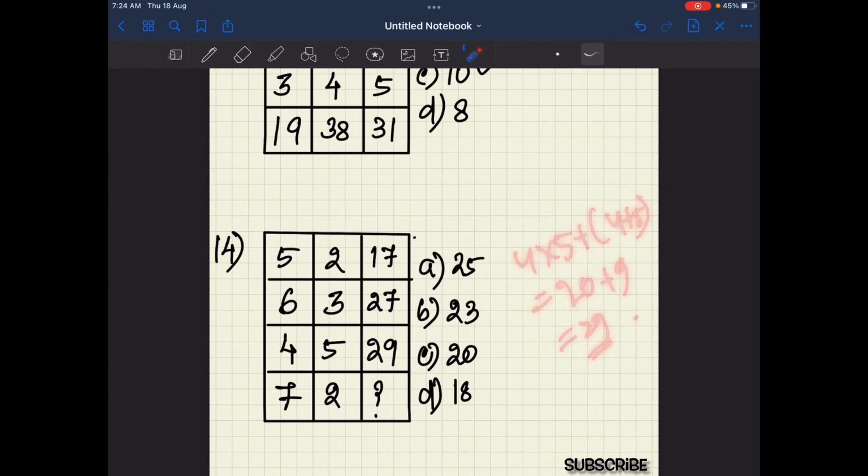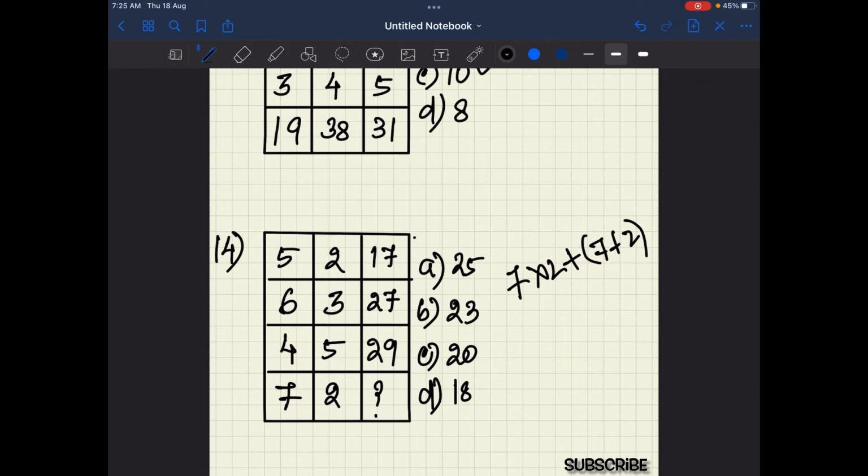So now what we have to do? We have to do it like this, in this way. 7 into 2 plus 7 plus 2. That is 14 plus 9. 14 plus 9 is 23. So the answer is 23.